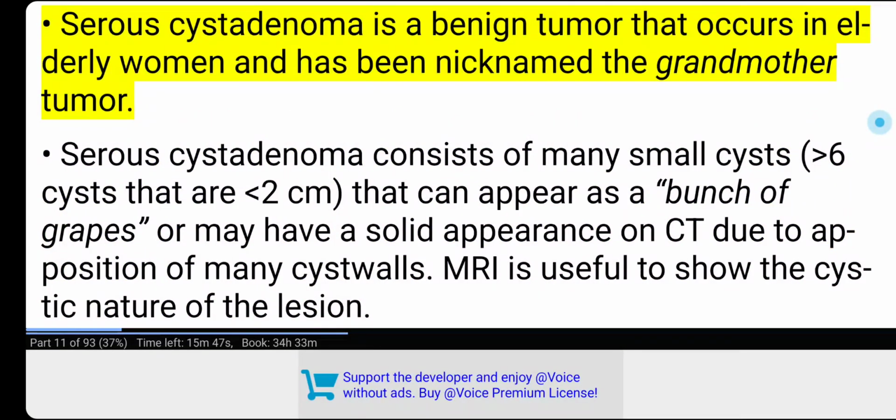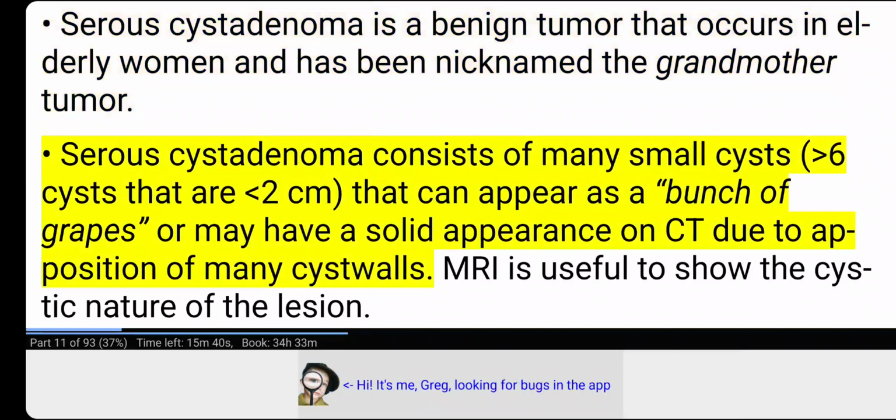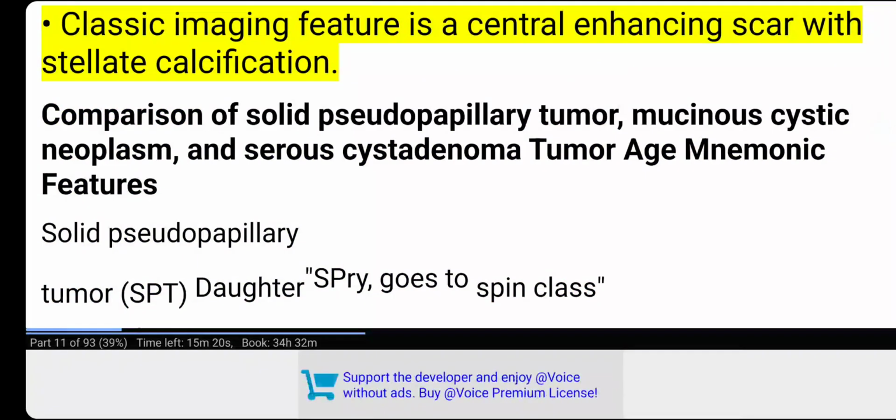Serous cystadenoma is a benign tumor that occurs in elderly women and has been nicknamed the grandmother tumor. Serous cystadenoma consists of many small cysts, greater than 6 cysts that are less than 2 cm, that can appear as a bunch of grapes, or may have a solid appearance on CT due to apposition of many cyst walls. MRI is useful to show the cystic nature of the lesion. Classic imaging feature is a central enhancing scar with stellate calcification.